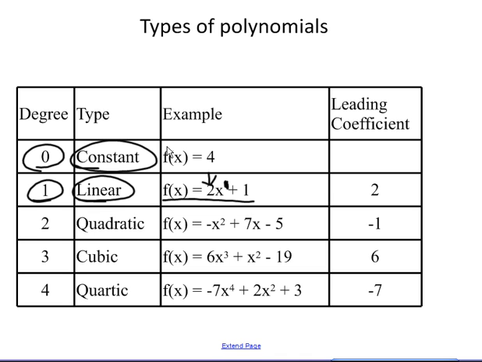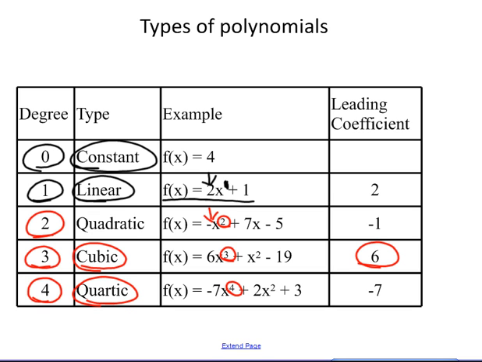We have quadratics. We've done these before as well. The highest power is 2. That means the degree is 2. And the leading coefficient is negative 1. Something we haven't talked about is a cubic. We have an x to the third power, degree 3. Leading coefficient of 6, and a quartic, which has x to the fourth as the highest power. Degree is 4, and in this case, leading coefficient is negative 7.